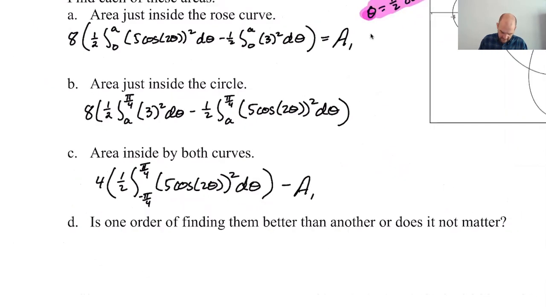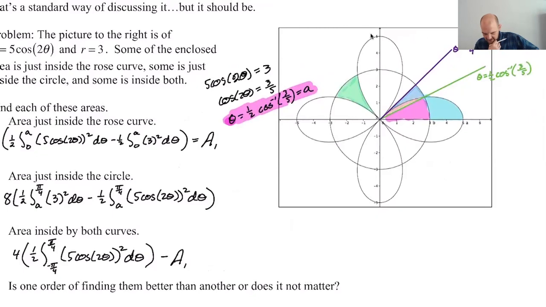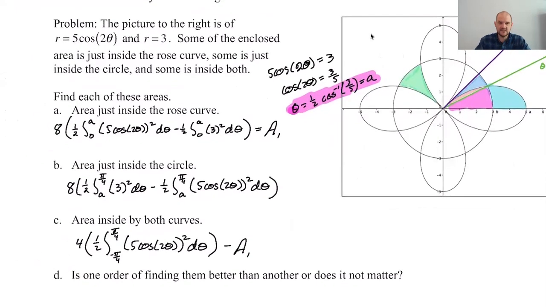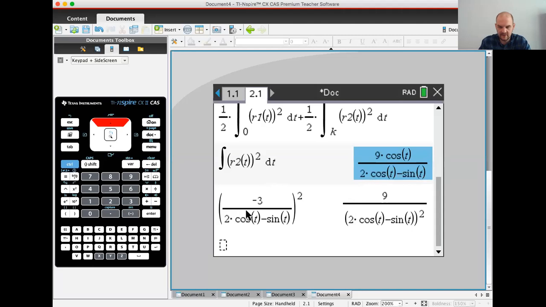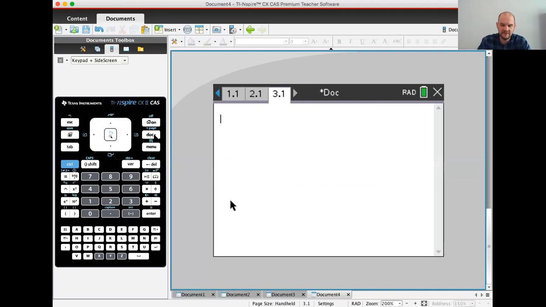That should do it. And then there's a question of, is one order easier than the other? I don't know, probably. Finding the whole rose curve would have been a good move. I think opinions may vary on that. Let me just show you how I'd do this on the calculator. And then we will come back in the next video and do the next one, because this was a long problem.